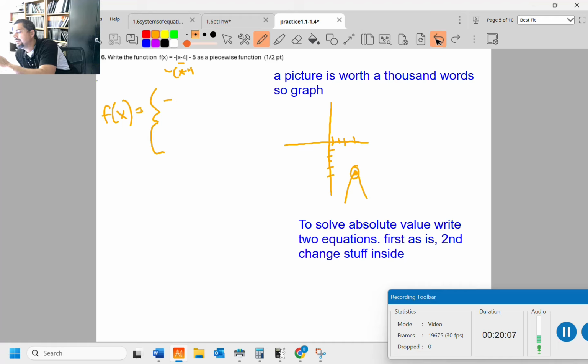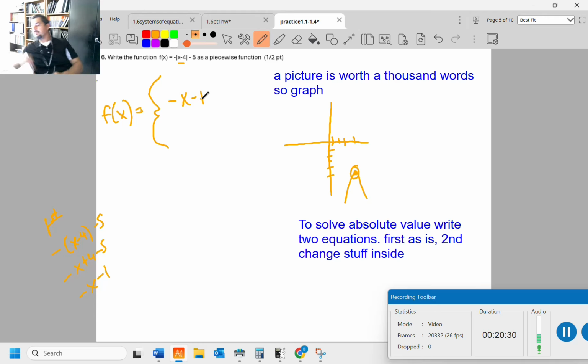Might have been too early to go straight to the bracket. Milbrath needs to wake up. I'm not thinking a step or two ahead like I normally am. So on the first one, we say negative parentheses x minus 4 minus 5. That's negative x plus 4 minus 5, which is negative x minus 1. So that's actually the original equation cleaned up a little bit.